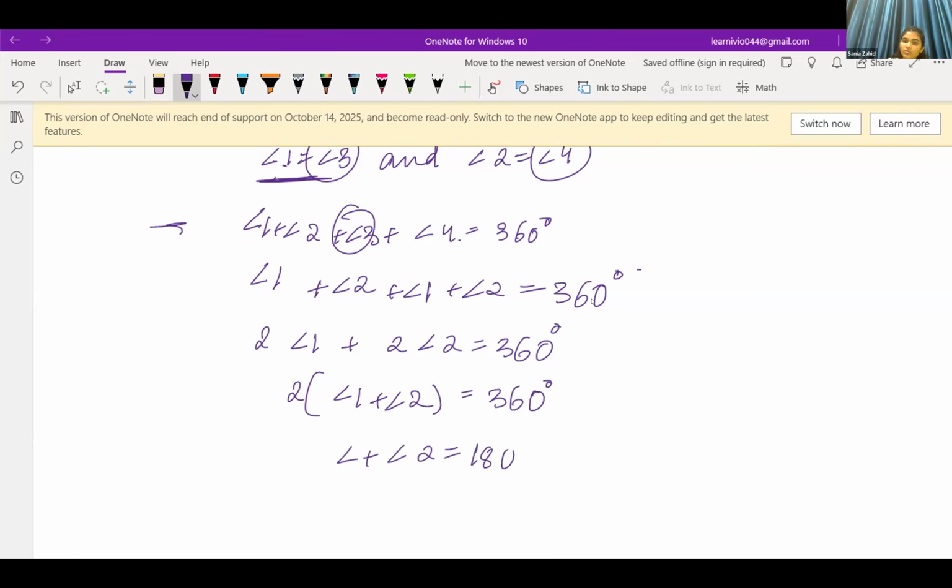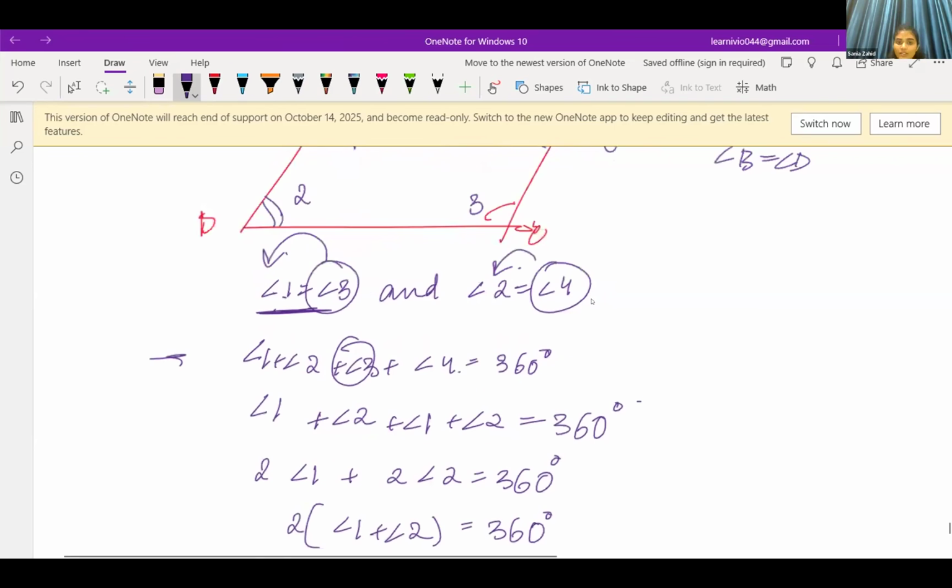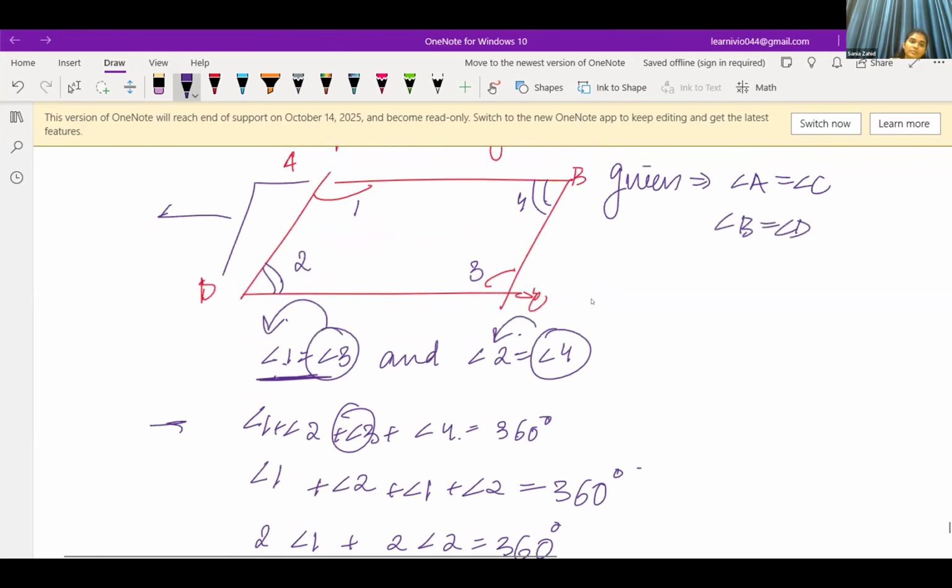Now children, angle 1 plus angle 2 comes out to be 180 degrees. So angle 1 and angle 2 are what kind of angles? They are co-interior angles. And the sum of co-interior angles is equal to 180 degrees only when the sides are parallel. So that's how AB comes out parallel to CD. But now children, what I want is that AD is also parallel to BC. So that is also easy to prove.